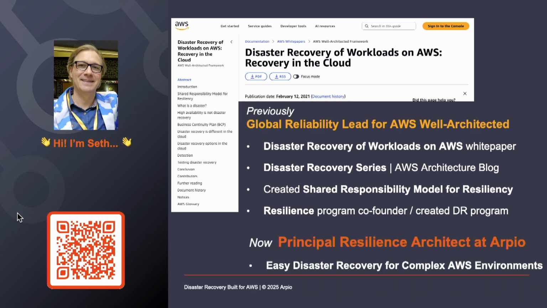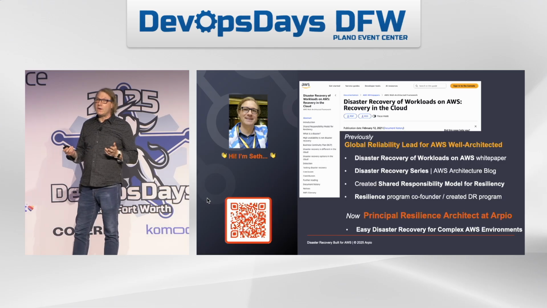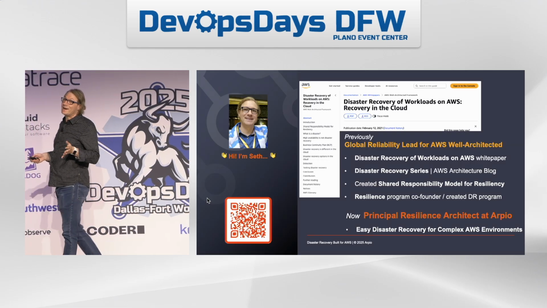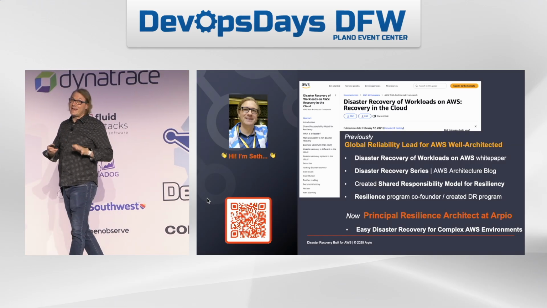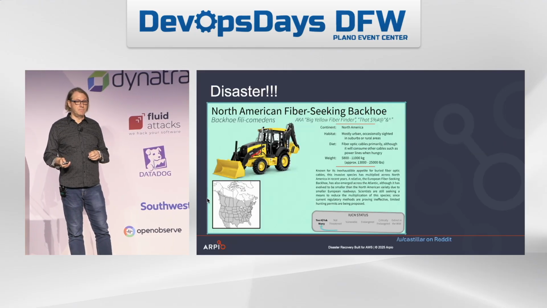And now I'm with a company called RPO. And RPO is providing easy disaster recovery for AWS workloads. So that's why I want to talk to you about disaster recovery in the cloud. I'm going to use AWS as my example, obviously. But really what I'm saying here applies to any of the cloud providers.